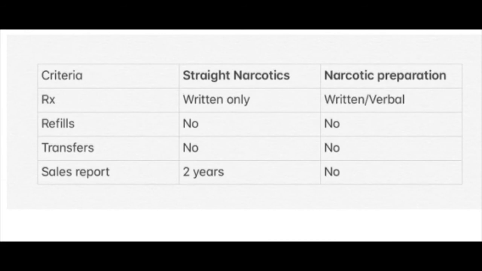Okay friends, now let's do the comparison between straight narcotics and narcotic preparation. So straight narcotic medication should have a written prescription only. We cannot take a verbal order. A narcotic preparation can have a written or verbal prescription, that's fine. For straight narcotics, there should be no refills. For the narcotic preparation also, there should be no refills on the prescription.